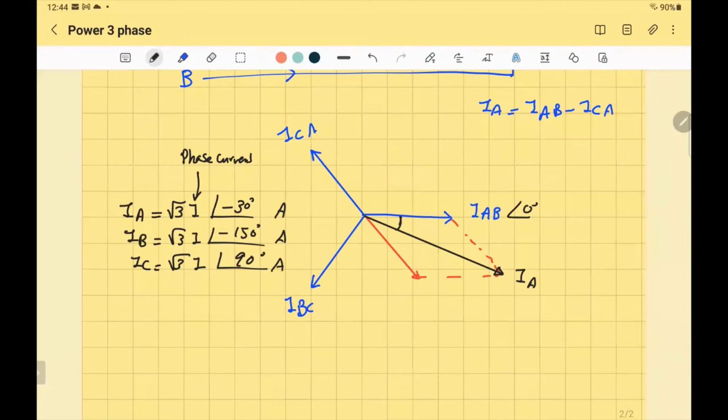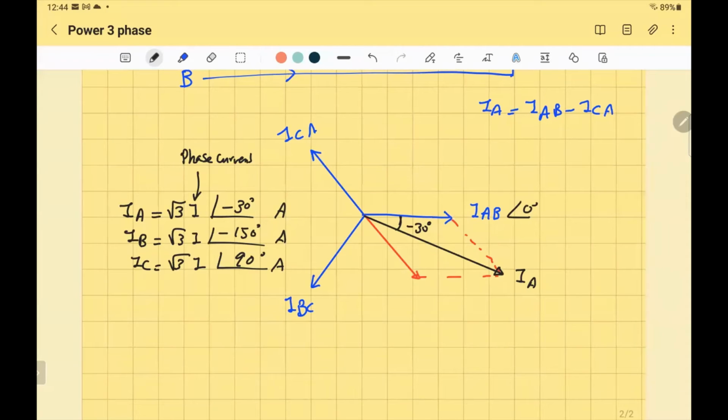So as you see, the load connected in delta, you will find the same relationship for the voltage, but it's different than the source. This time it's lagging by negative 30. When it's the source, it's leading by 150.